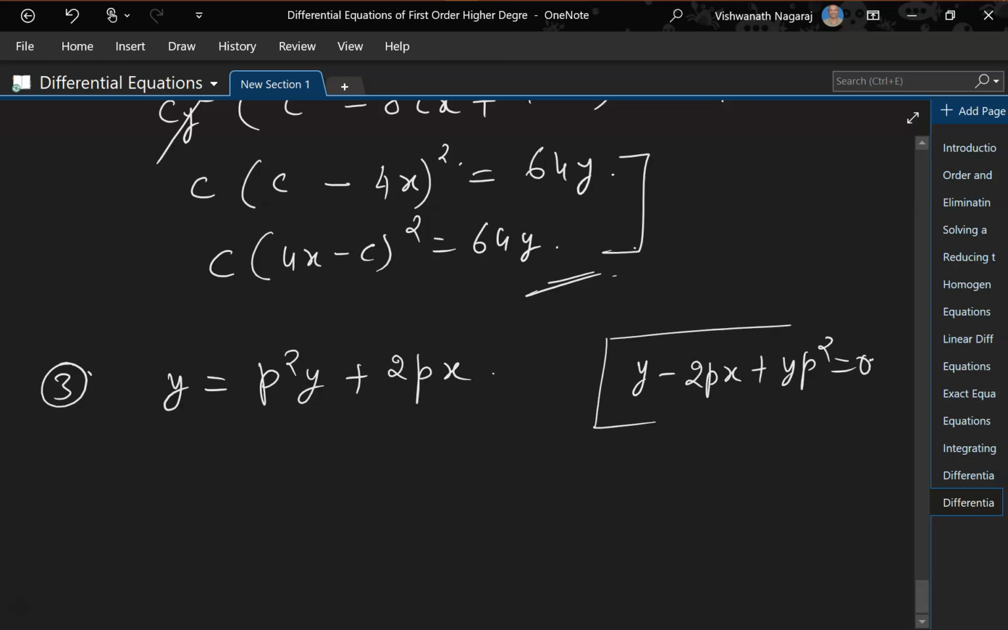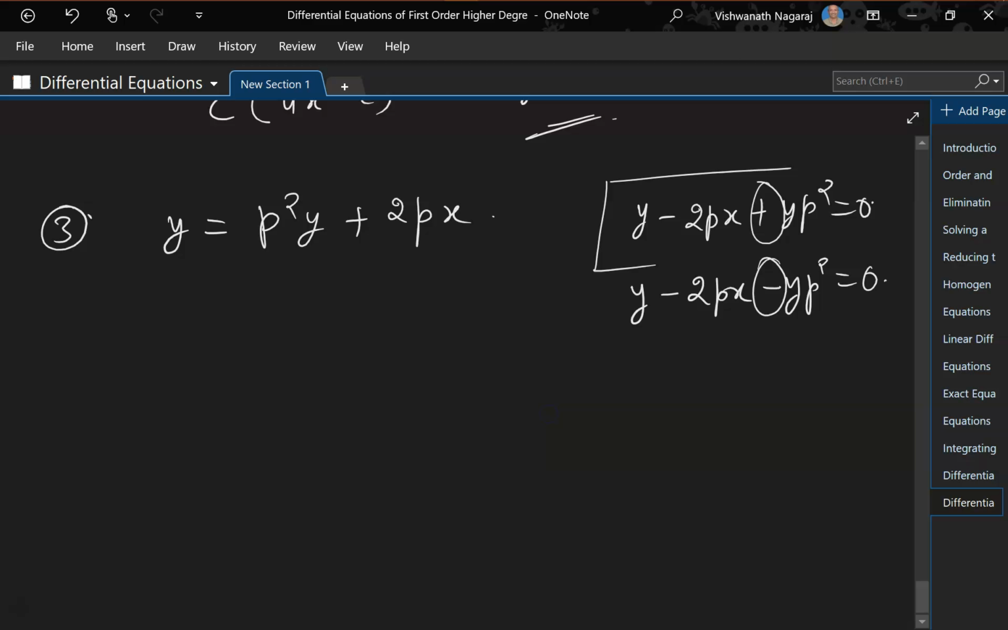Now tell me, what is the difference between these two? Now if we make it equal to 0, then we will be able to do a proper comparison. So y minus 2px minus yp square equal to 0. So the difference is in this sign. So let's see that difference in sign. How does it differ? Or how does our working out change? And since we already know now, let's do it very quickly.